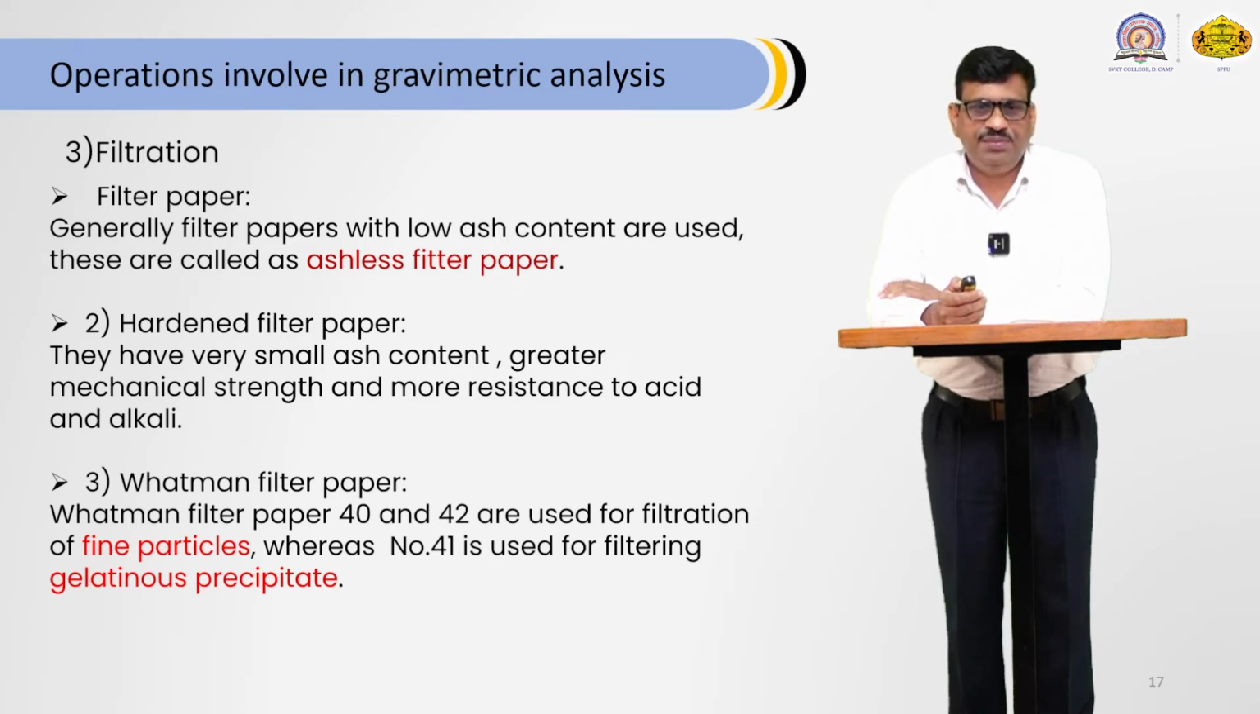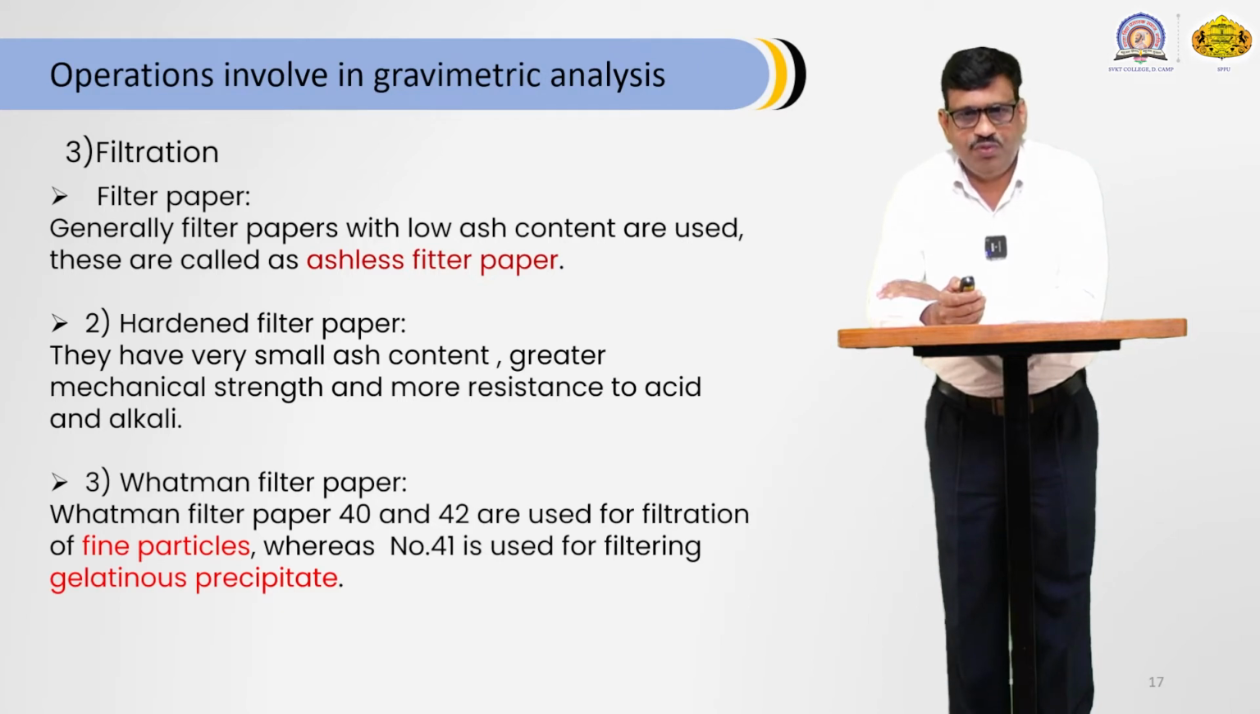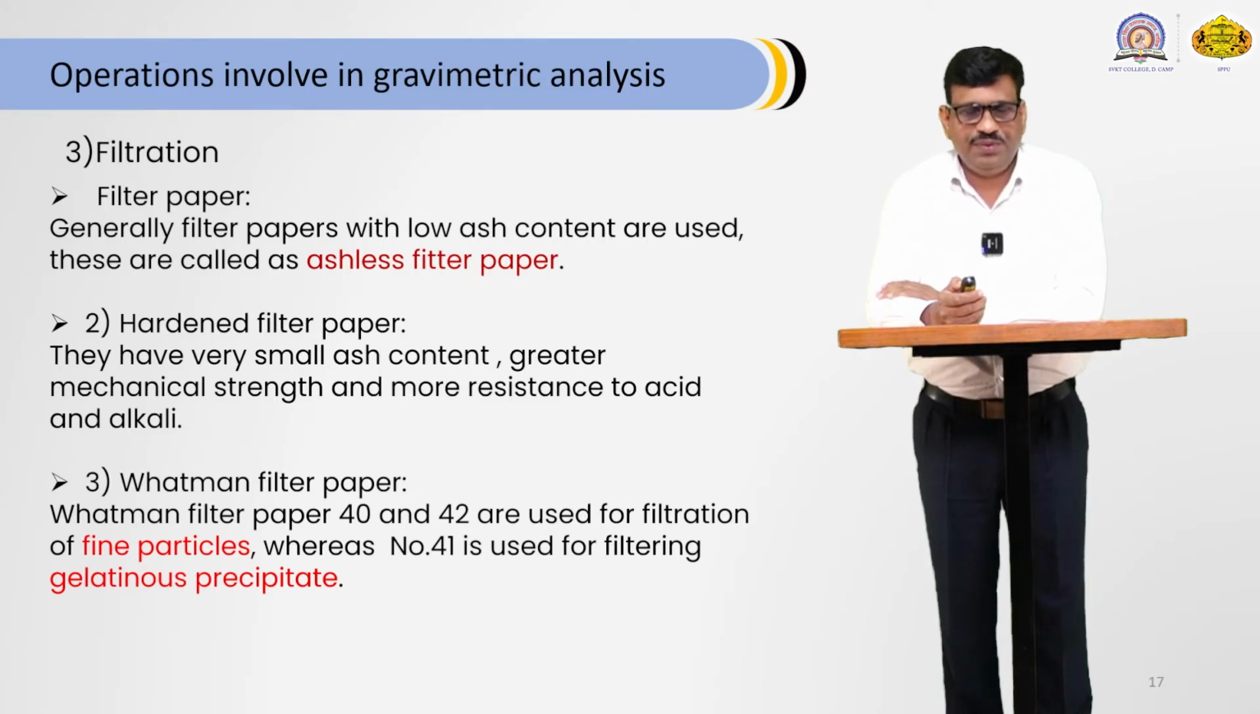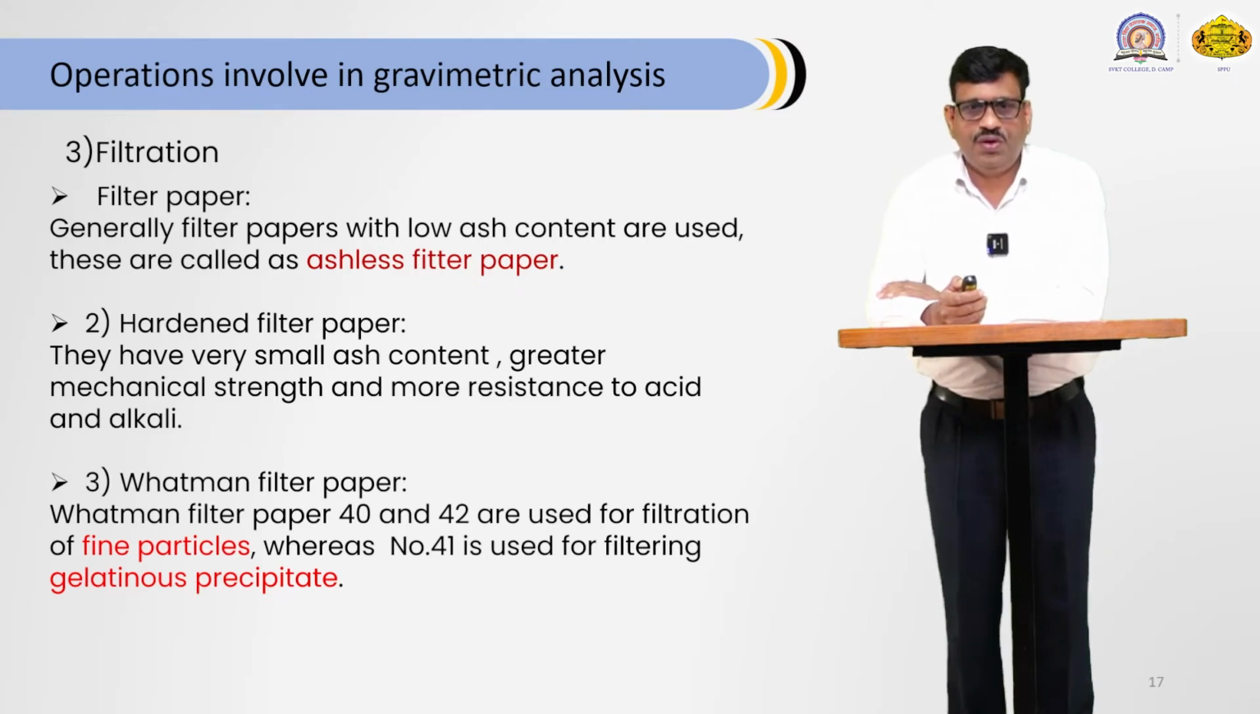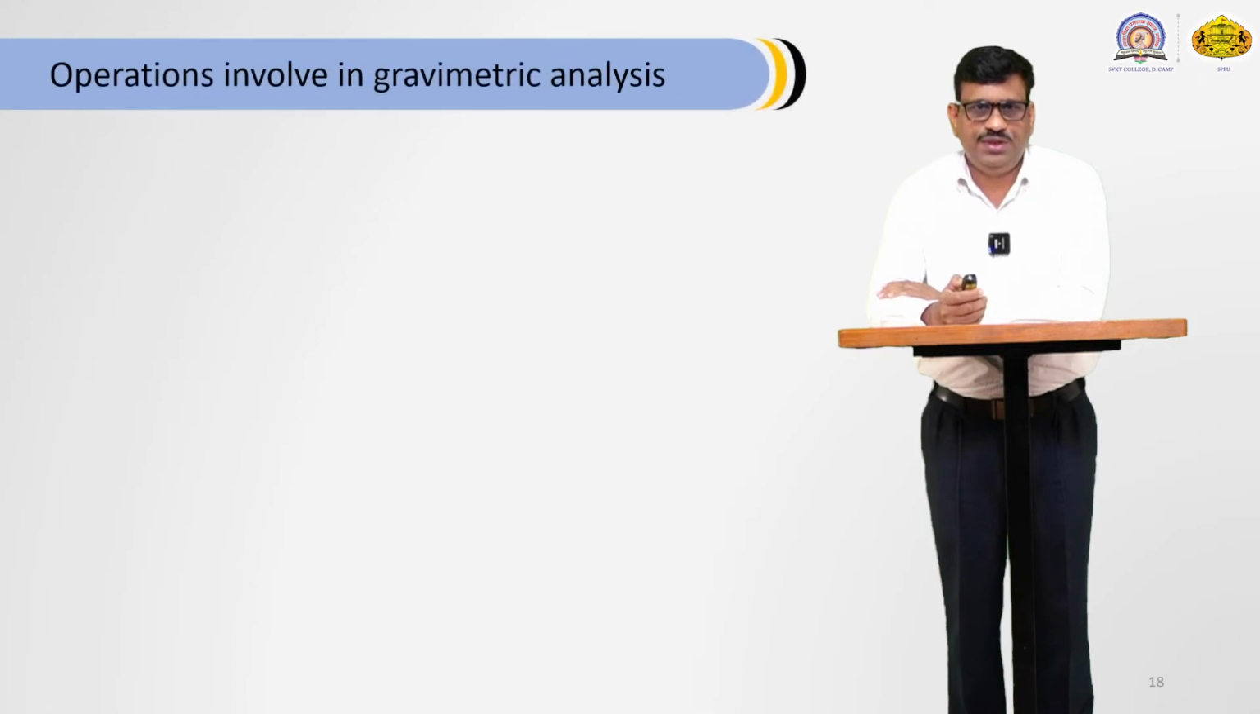Another filter paper that can be used is Whatman filter paper. There are a number of Whatman filter papers available. Whatman filter paper number 40 and 42 are used for filtration of fine particles, whereas Whatman filter paper number 41 is used for filtering gelatinous precipitate.